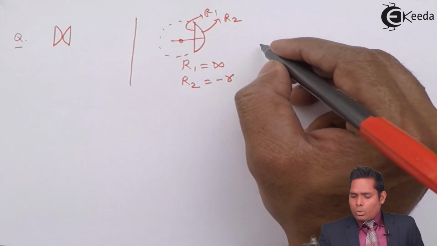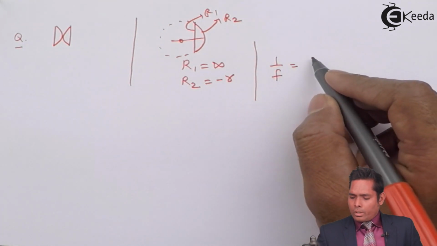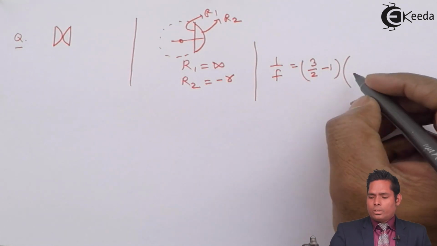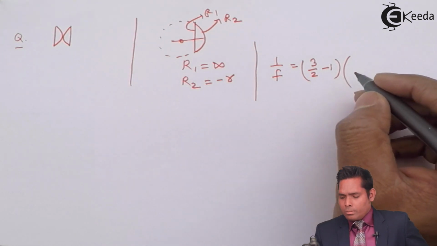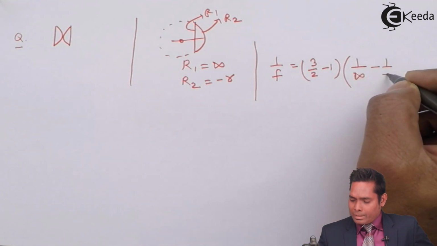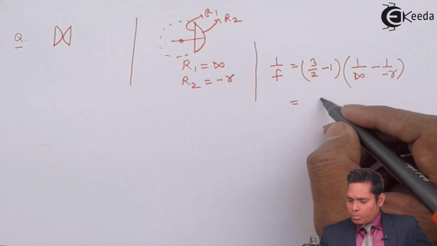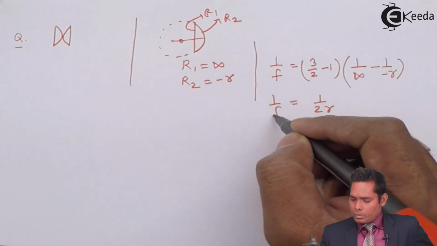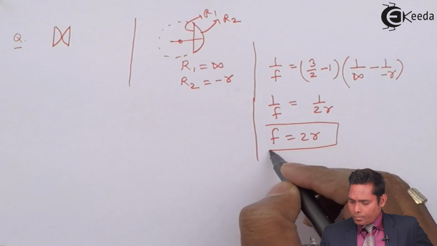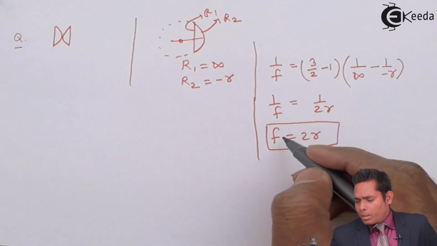If I substitute this value in the lens maker formula, 1 by F is 3 by 2 minus 1, as usual, into 1 upon R1, that is infinity, minus 1 upon minus R. So this is 1 upon R, this is 1 upon 2, 1 upon 2R. So F comes out to be 2R. So for a plano convex lens, we use the focal length 2R.